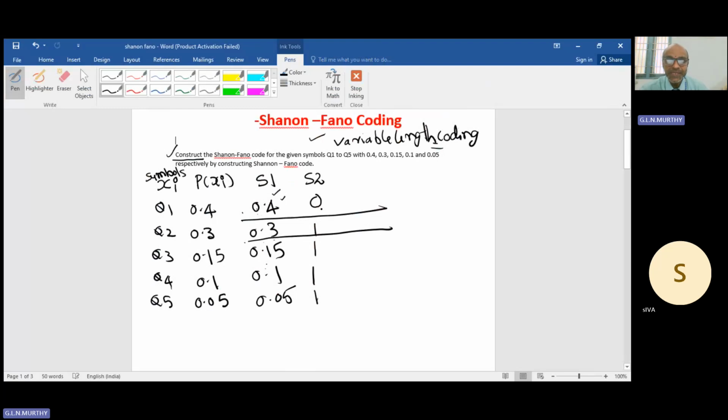So this is 0.4, 0.3, 1, 0, 1, 1. Is it clear? These 4 intervals are divided into 2 equal intervals. This is 0.3. Add all these 3. If these 3 are added again, 0.3. Okay, right. Any further division possible here?